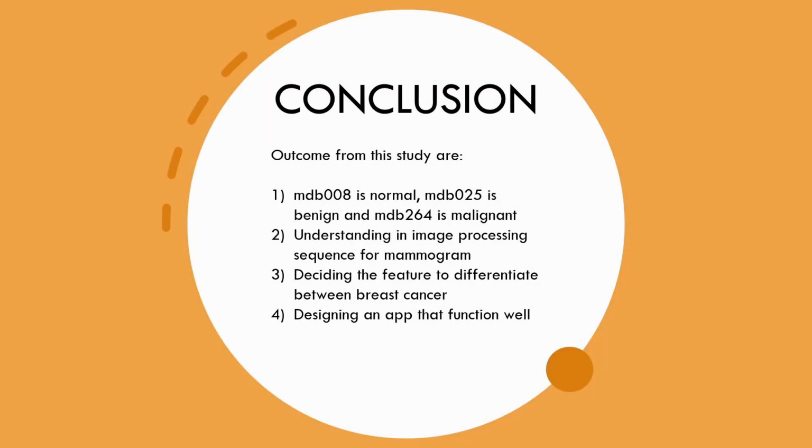Last but not least, in the conclusion, from this study, I was able to learn that the data I got earlier, which are MDB008, MDB025, and MDB264, are all different. The first is normal, the second is a benign tumor, and lastly is a malignant tumor. Next, I was able to understand the image processing procedures and steps in order to detect the lesion in the mammogram image and decide the features to differentiate between malignant and benign tumors.